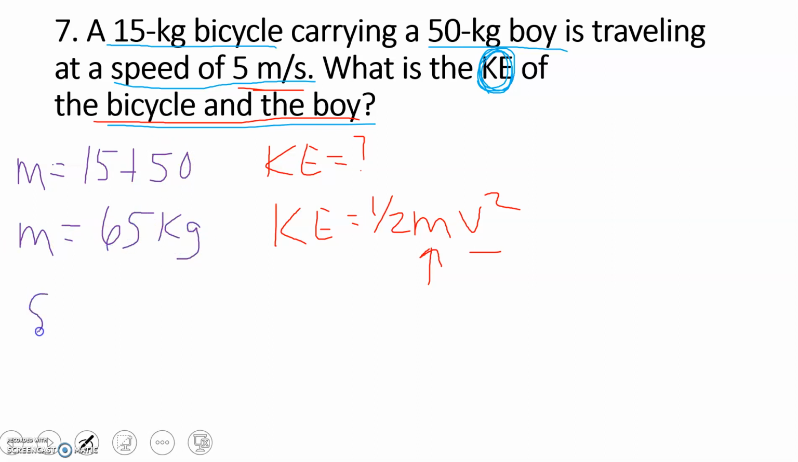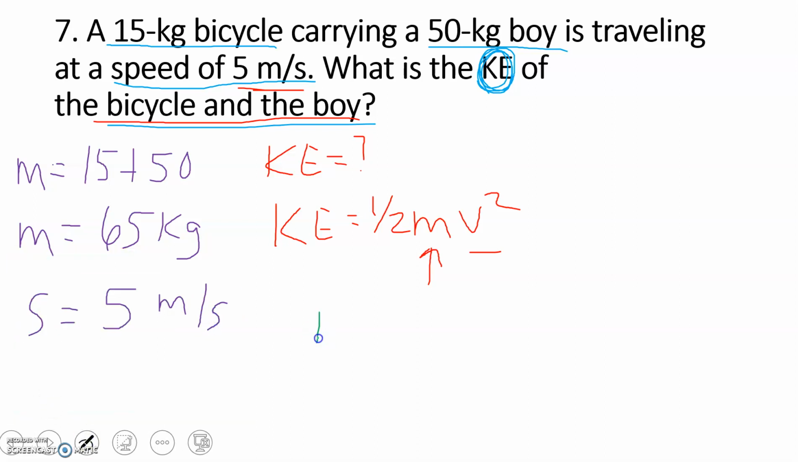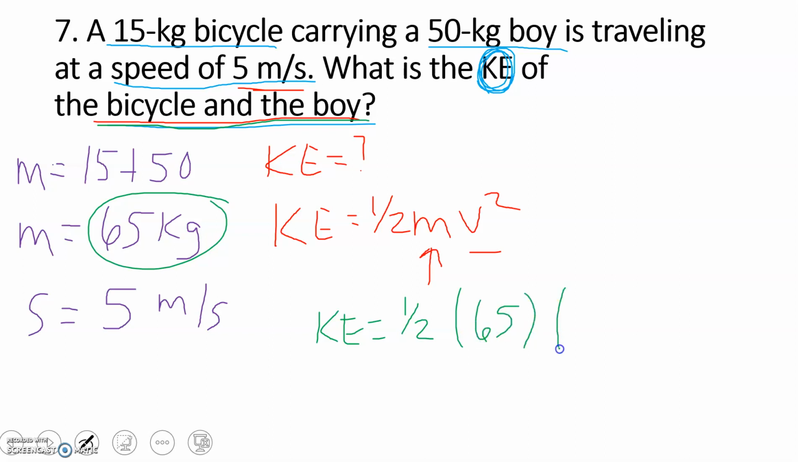All right, and it told us that the speed or the velocity, same thing for these problems, is 5 meters per second. So now we can substitute. We can plug in everything that we have and we should get the answer. So kinetic energy equals 1/2 mass, well, the mass of both the bicycle, remember both the bicycle and the boy, we found to be 65. So we're going to plug in 65 times the velocity, and the velocity was 5. And remember that velocity is squared, but only the velocity is squared. So we should have KE equals 1/2 times 65 times 5 squared.